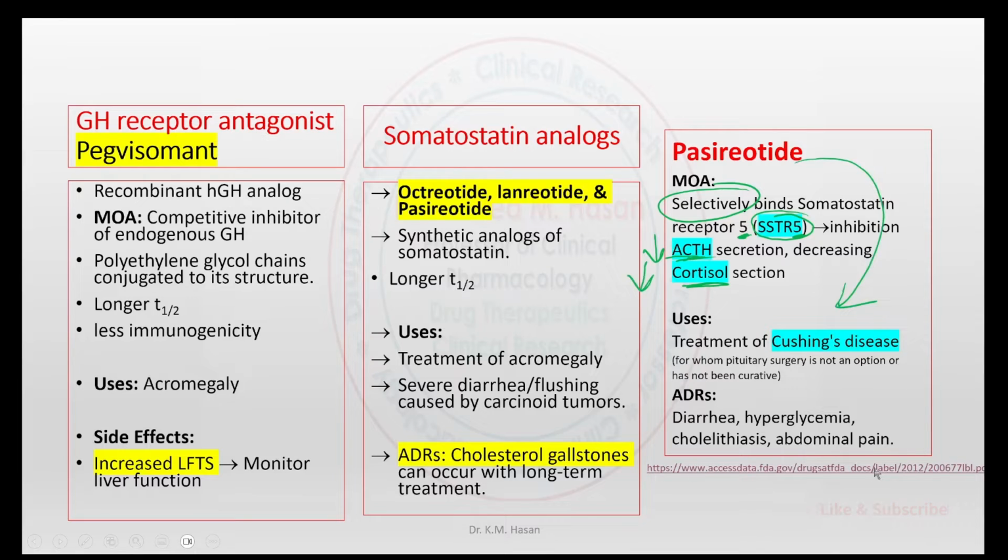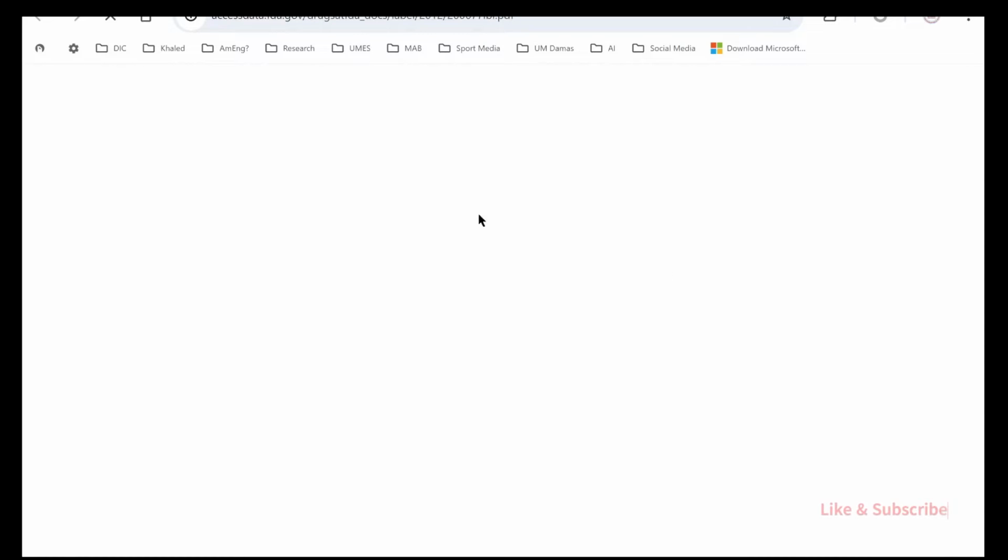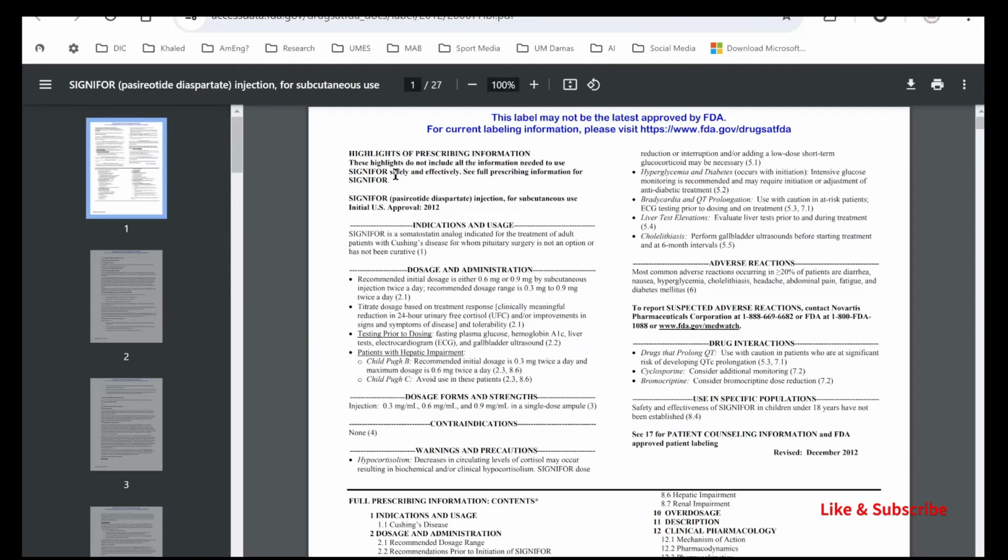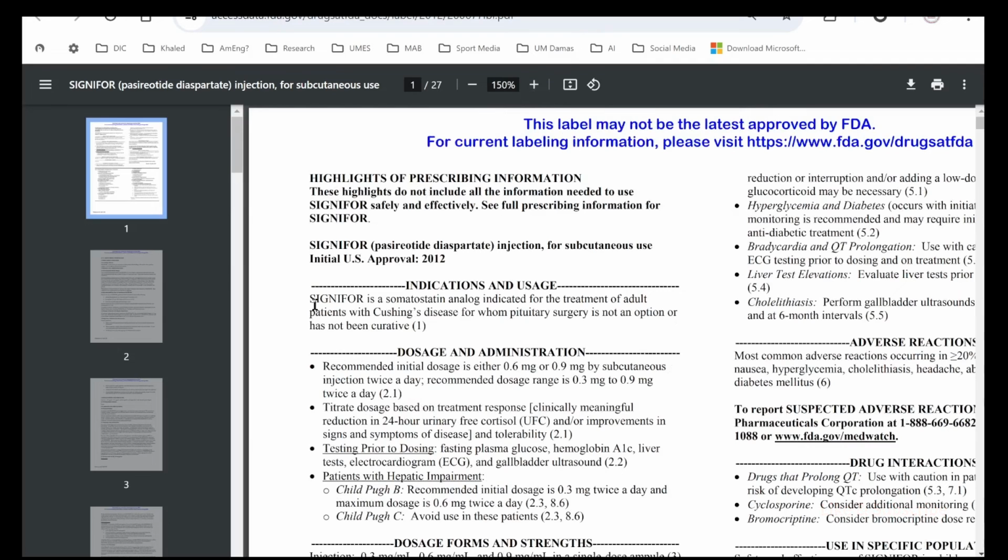So if you click on this link here, it will take you to pasireotide. Read briefly about pasireotide, maximize the page. Okay, pasireotide, Signifor, pasireotide injection, subcutaneous. This medication is used for adults suffering from Cushing syndrome, Cushing disease, for whom pituitary surgery is not an option or is not curative. So we have the case here.